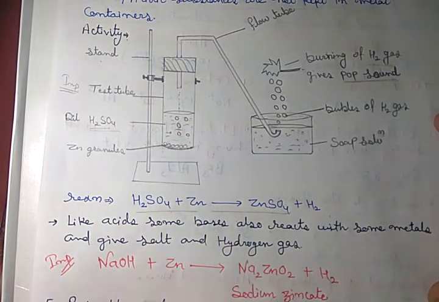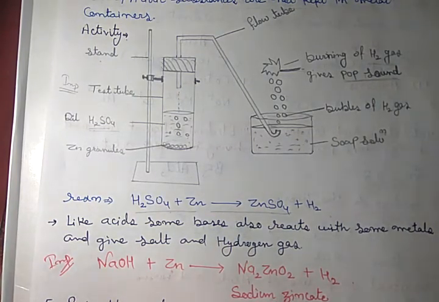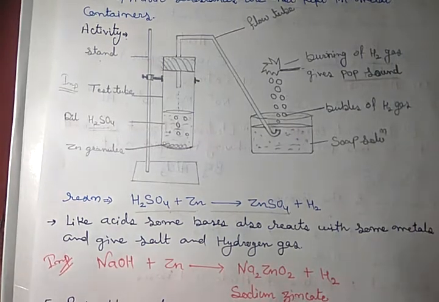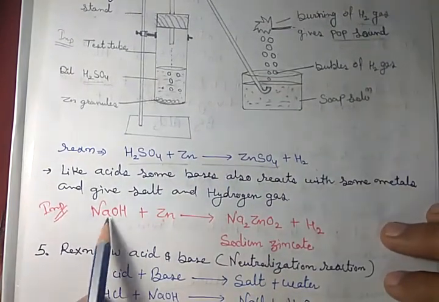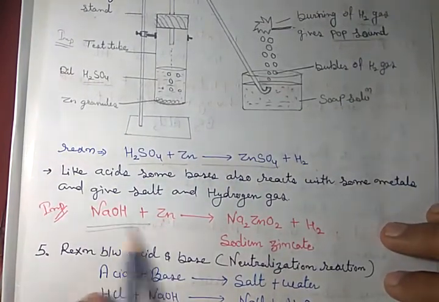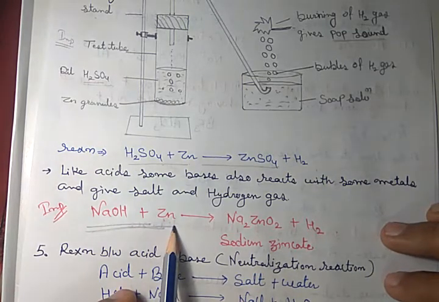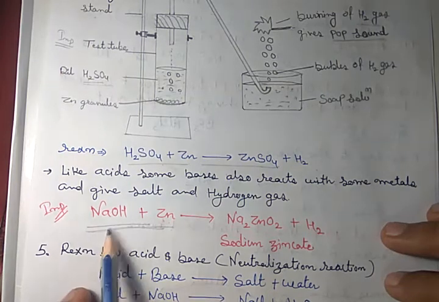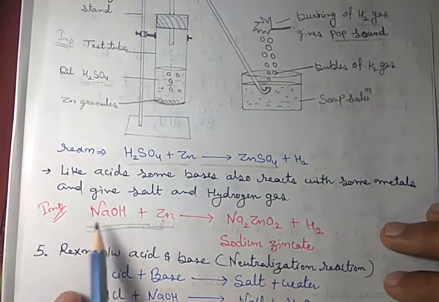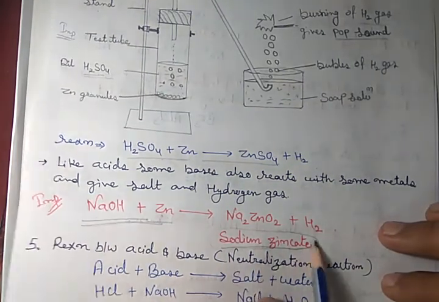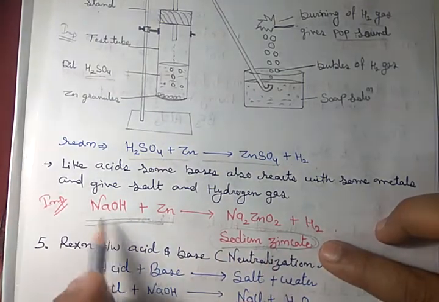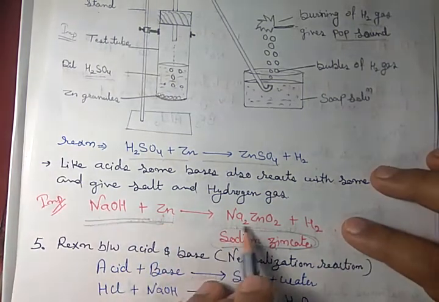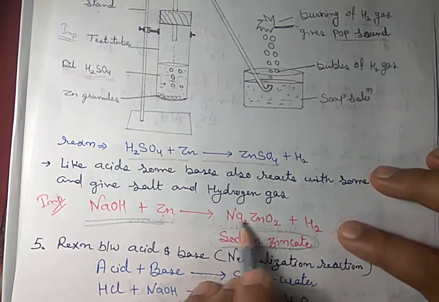Like acids, some bases also react with some metals, but only certain bases and certain metals. Let me clarify that. For example, NaOH reacts with zinc. This is a very important reaction for your exam purposes, because it is a frequent board question. Write the chemical reaction when zinc reacts with NaOH, or given the compound name, the reaction for making sodium zincate. So NaOH reacts with zinc and forms Na2ZnO2.